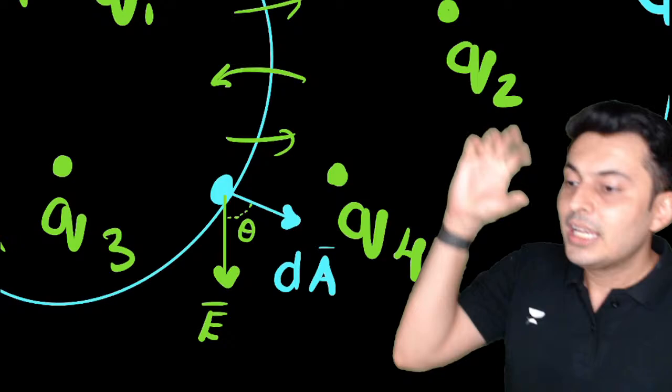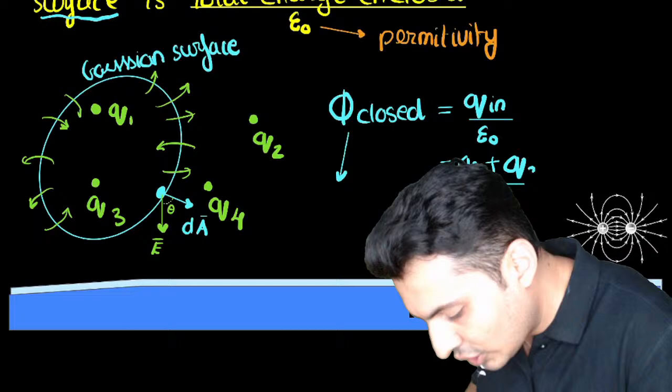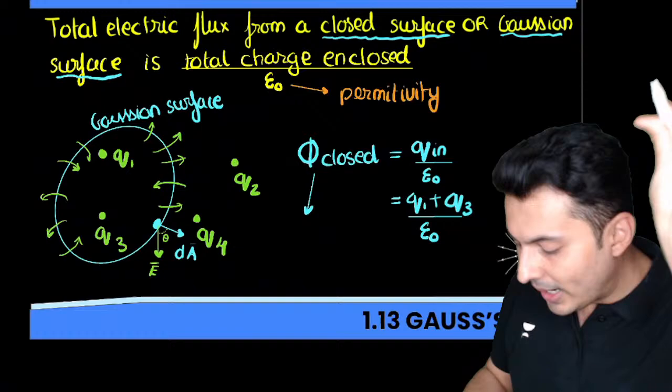Oh, sorry. Why did I say Q1 plus Q2? I said Q1 plus Q3 and I put Q1 plus Q2. I'm so sorry, guys. So this was Q1 plus Q3. My bad. I was going numerically, 1, 2, sequentially. So 1 and 3 are inside. Q2 and Q4 are outside. So Q1 plus Q3. My bad.